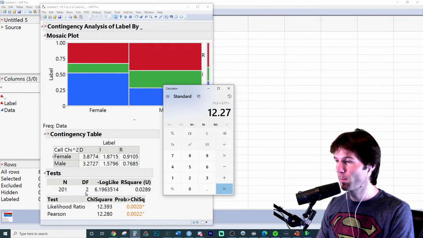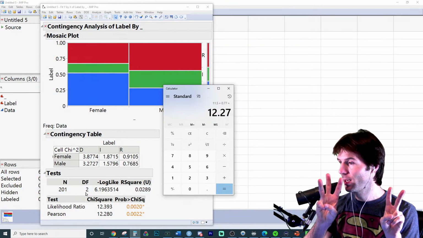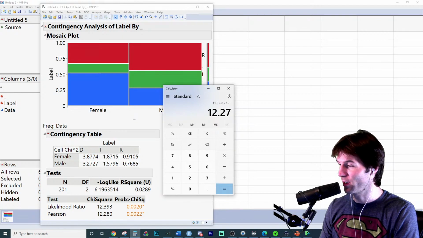And it actually tells you right there. It has 2 degrees of freedom because this is a 2x3 table. And what is the mathematical equation to find out the degrees of freedom for the chi-square we're using, Jillian?